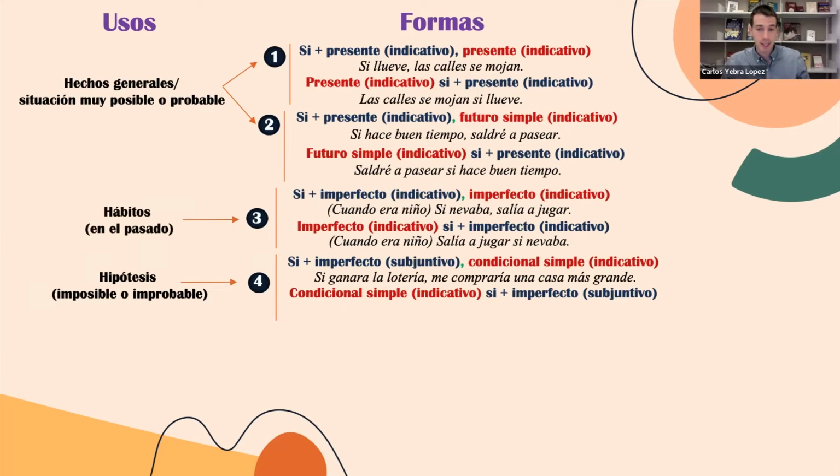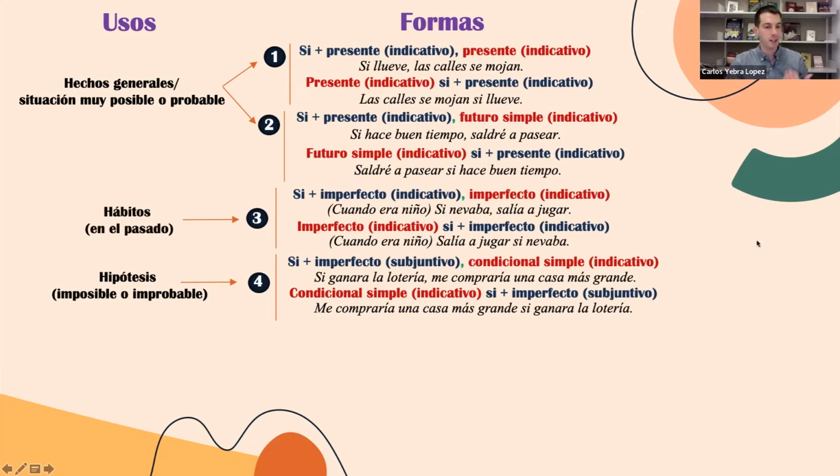Condicional simple, indicativo for the main clause, and then si plus imperfecto de subjuntivo, as in, me compraría una casa más grande si ganara la lotería. I would buy a bigger house if I won the lottery. Now, it is highly unlikely that I will win the lottery, and that's why we're using this structure.